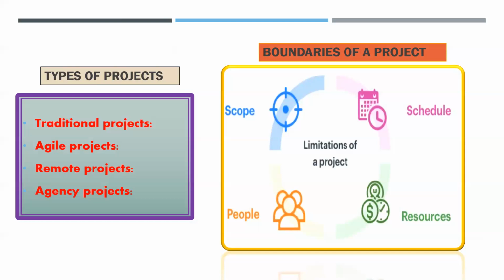So every project has different constraints, but the usual constraints are scope, schedule, people, and resources. The outcome of a project results in deliverables. Anything that's produced during the project development, such as documents, plans, and project reports, is considered a deliverable.